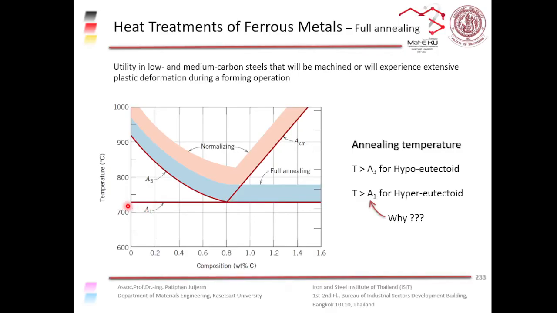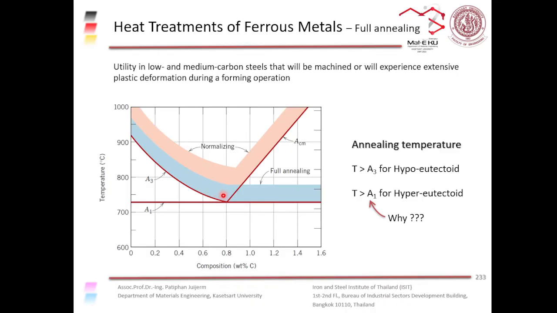So for low carbon steel and medium carbon steel, we'll look at this A3 line, right? For hypo-eutectoid steel. And for hyper-eutectoid steel, we look at this A1 line, okay? So basically, let's have a look at the hypo-eutectoid steel first. For the amount of carbon of less than about 0.8%, you see that you have to heat it up until the temperature is about 30 degrees above this A3 line. Right, so in this range.